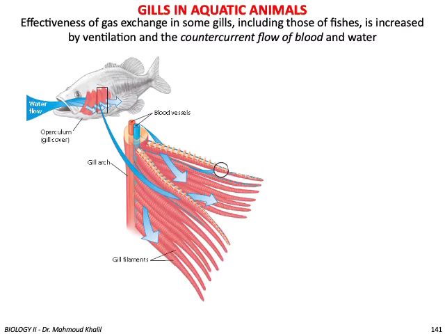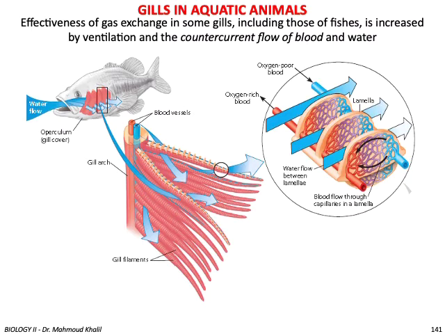And when we enlarge a part of these gill filaments, you can see that the gill filament is composed of lamellae, which are extensions that are full of capillaries for the blood flow and for the exchange of gases. You can see that the oxygen-rich blood is collected from the lamellae, where the oxygen-poor blood is conveyed to the lamellae for the aim of gas exchange.